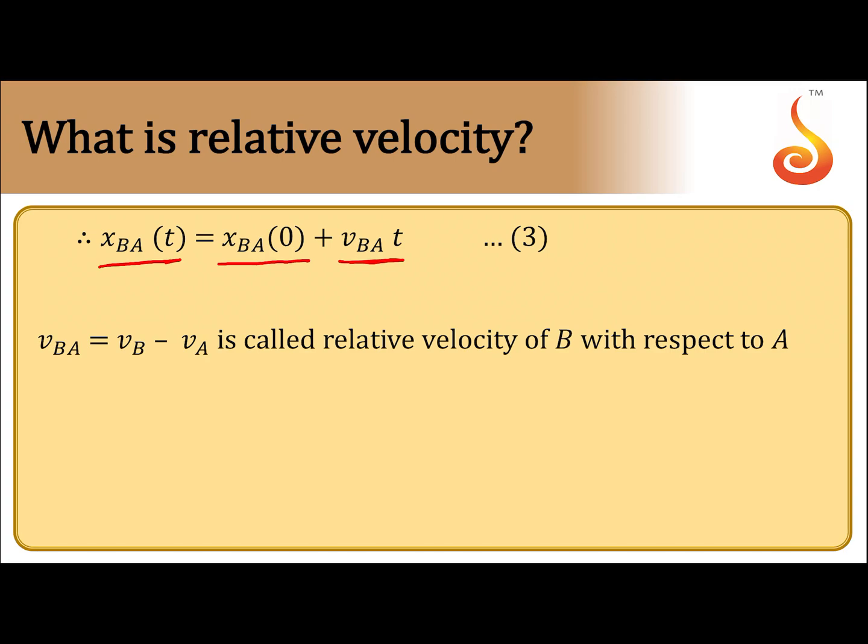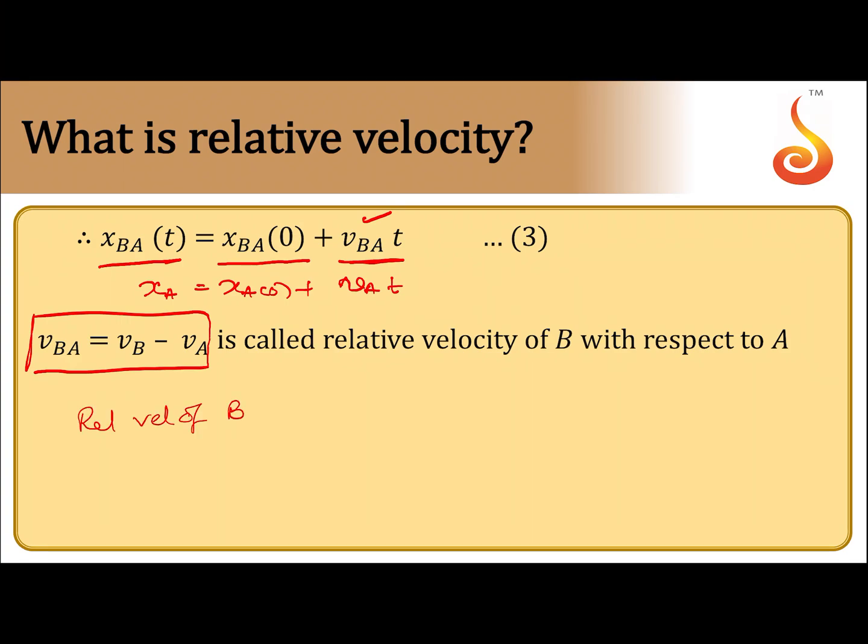This equation is very similar to equation number 1 or 2, right? One was something like this: xA is equal to xA at 0 plus VA into t. But this time you notice that we have VBA. This term VBA, which is basically VB minus VA, is called relative velocity of B with respect to A. So, relative velocity of B with respect to A is represented by VBA, which is equal to VB minus VA. This is also written like this: this is velocity of B as seen by A. So, both of them mean the same thing here.